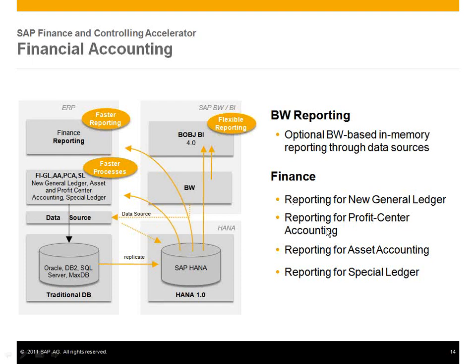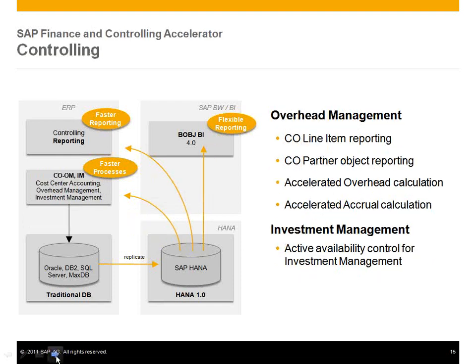So we do reporting faster, processes faster, and we can enable BW-based reporting for these specific use cases based on HANA data. So that's the financial accounting scenario.